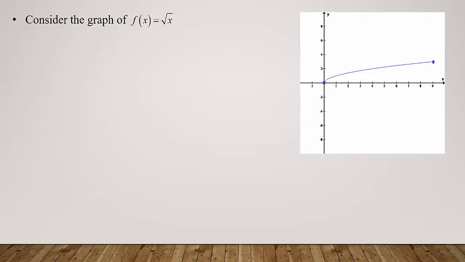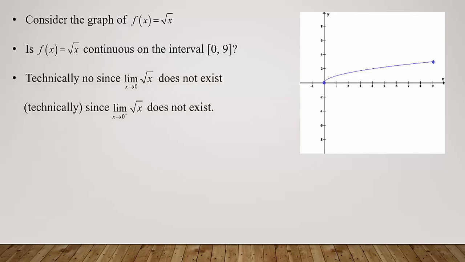We're going to consider our old buddy, the function f of x equals square root x. And there's the graph of square root x. Now notice I'm just looking at the graph of square root x on the closed interval 0 to 9. And I have a question here. Is the function continuous on the closed interval [0, 9]? Well, based upon what we currently know about continuity, we only know about continuity on open intervals. Technically speaking, it is not continuous on the closed interval [0, 9]. Because technically speaking, the limit as x approaches 0 of square root x does not exist, because you can't approach 0 from the left side of 0.